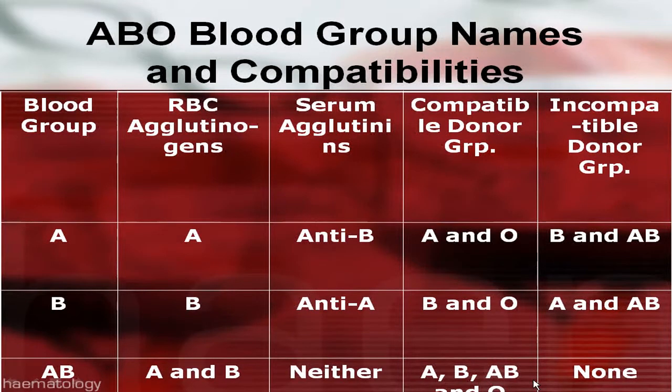It's important to know what your client's blood type is. When they do the type and cross match, they're going to check this out. They'll know what their blood grouping is and what the agglutinin factors are on their blood, excuse me, on the RBCs.